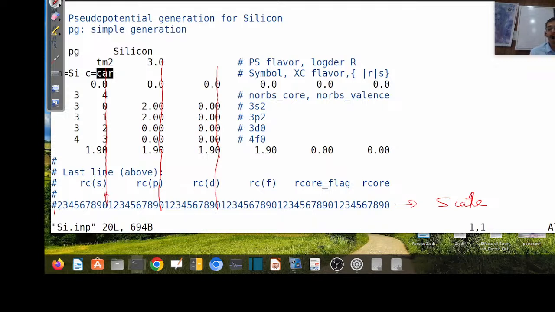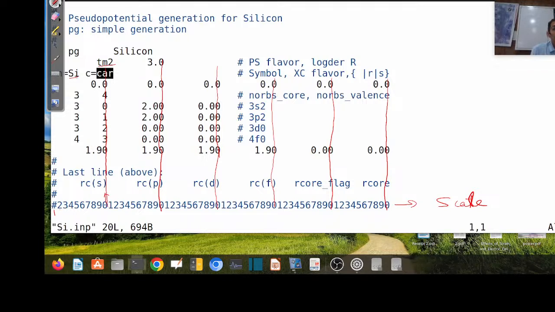scale should always be there on your systems. Better you copy the silicon system, rename it and make changes according to your system, and then pseudopotential will be generated. Again, see this. This is also 10th. This is also 10th. So this is a very important point. With respect to this, TM2 is written this way. T is written on the 9th, 10th and 11th columns. R is written on the 11th column.